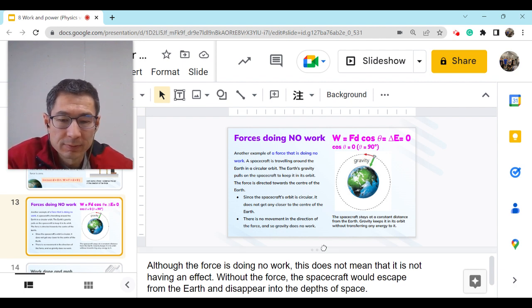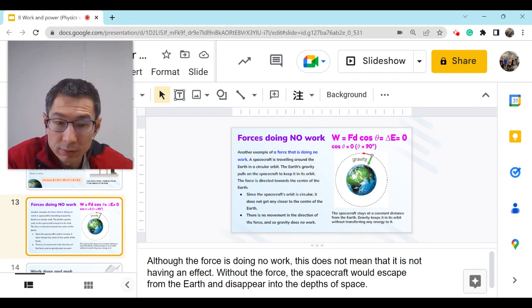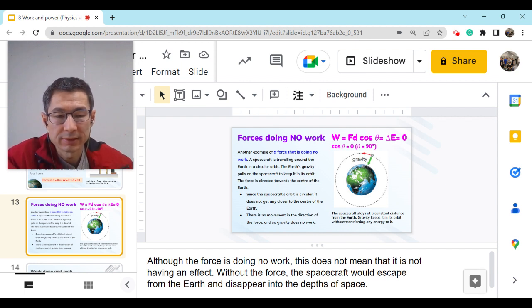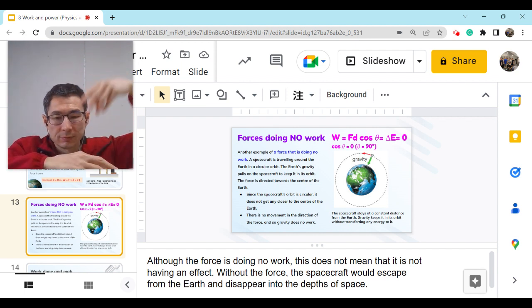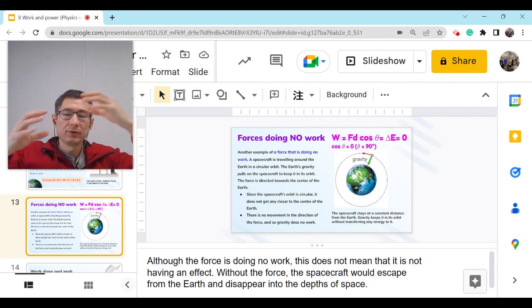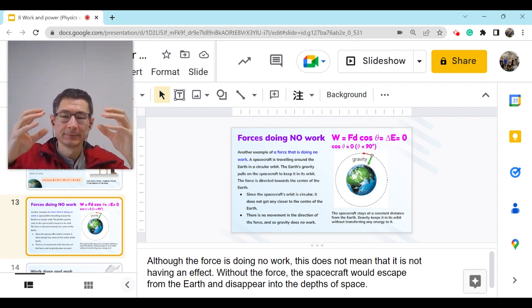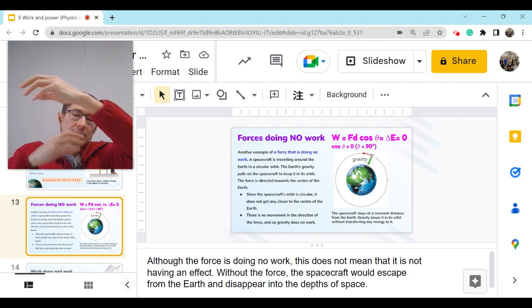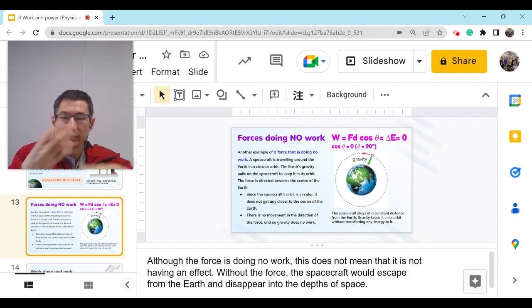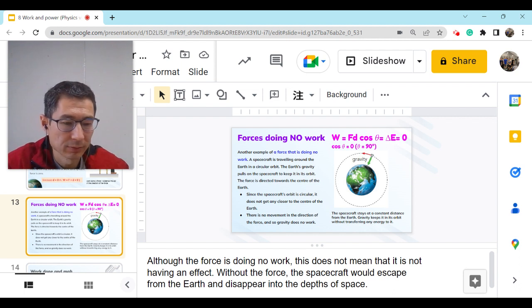It says there is a further explanation. Although the force is doing no work, this does not mean that it is not having an effect. Without the force, a spacecraft or satellite would escape into space and disappear. Because of the gravitational attraction between the two masses, they stay on orbit. Why don't they fall into the Earth? We'll talk about it later, because almost my time is up.